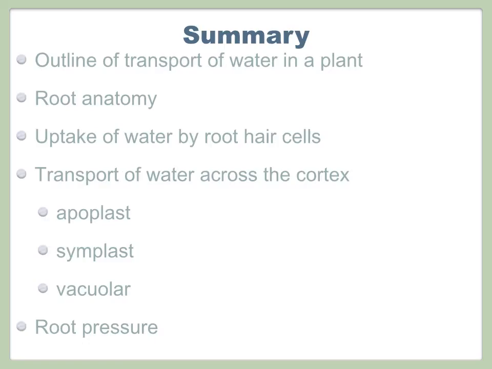So in summary, what have we looked at in this topic? We outlined the transport of water in a plant. We looked at root anatomy. We discussed the uptake of water by root hair cells, the transport of water across the cortex via the apoplast, symplast, and vacuolar pathways. And then we also discussed root pressure. And that concludes our lesson. The end.